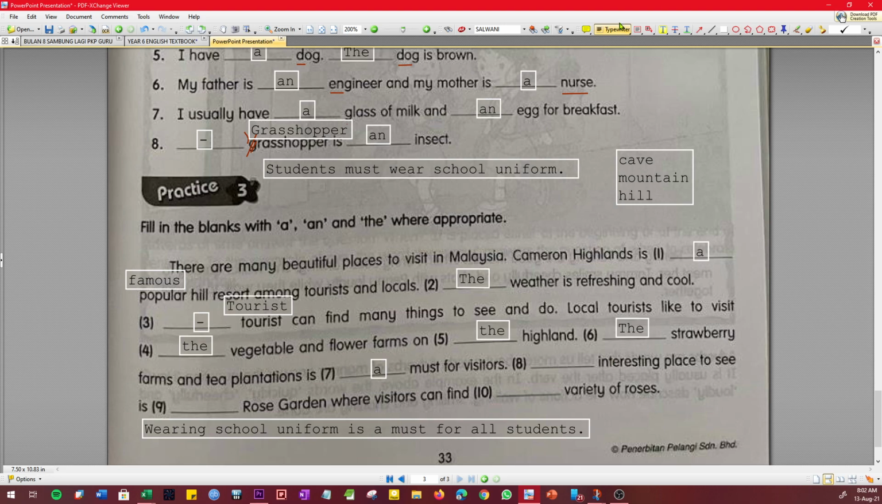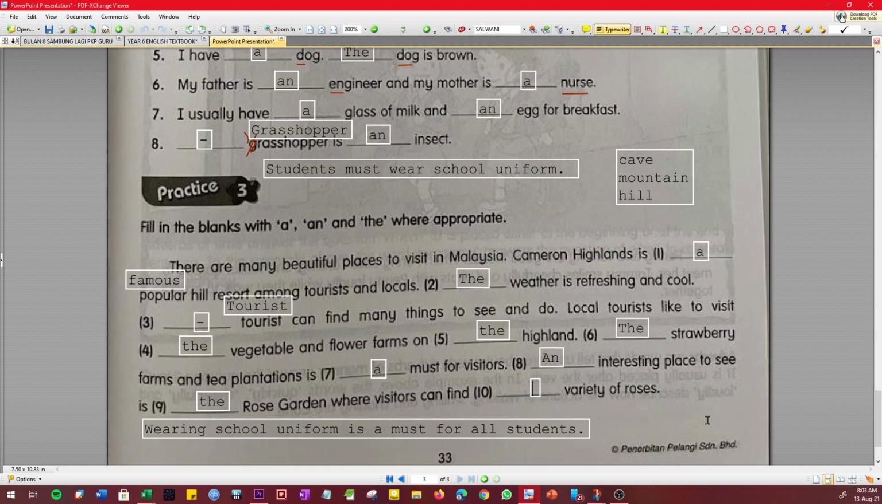Interesting. Interesting. Okay. So the answer is N. And interesting. Satu tempat yang menarik, interesting maksudnya menarik. In an interesting place to see is Rose Garden. So, which rule do we use now? Proper nouns. Kata nama khas. So, the answer will be the Rose Garden, where visitors can find variety of roses. Okay.